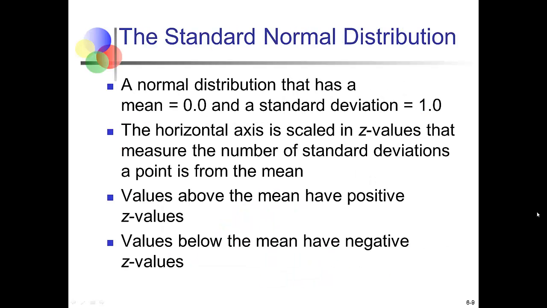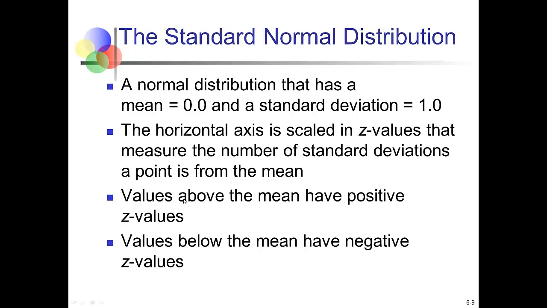Now, to find probabilities for the normal distribution, we have historically always used this thing called the standard normal distribution. This is a distribution that has a mean of 0 and a standard deviation of 1. The horizontal axis is the z-axis instead of the x-axis, where z is actually just the number of standard deviations an x value would be away from the mean.